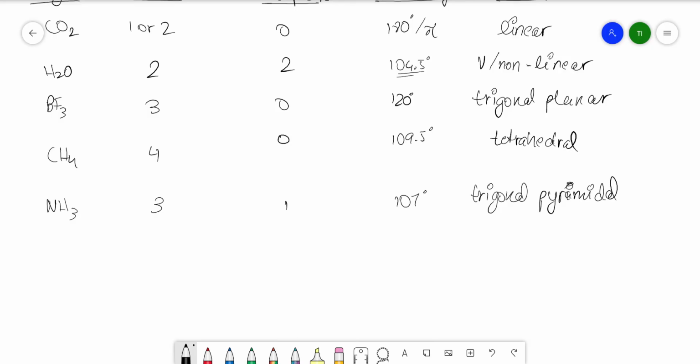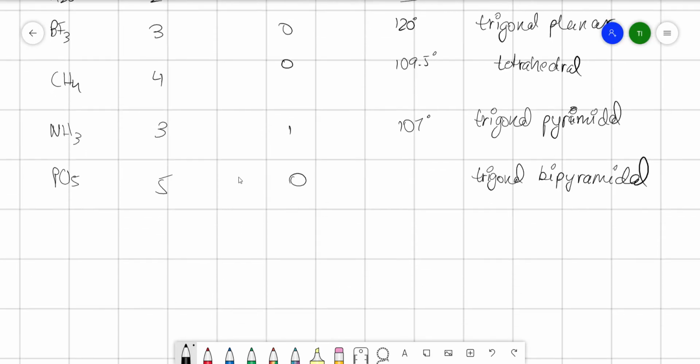Okay, and then I believe there's just 2 more left. When there's 5 bonds and 0 lone pairs, an example is PCl5, phosphorus pentachloride. And the shape formed is trigonal bipyramidal. And the bond angle is, just give me a minute, I'll show you what the bond angle is.